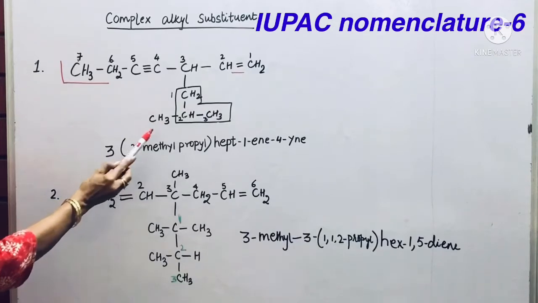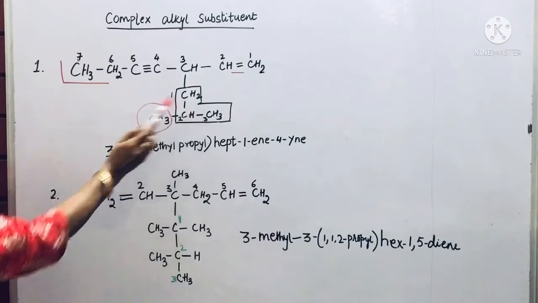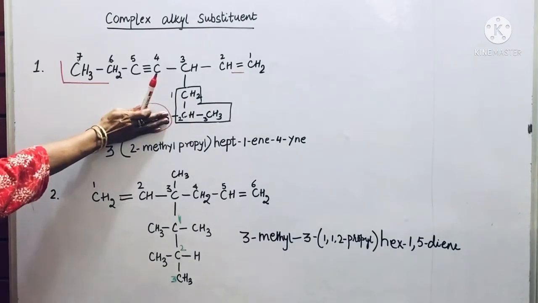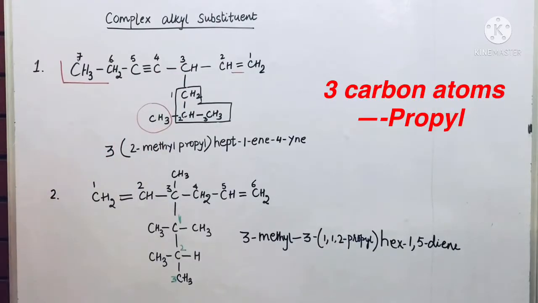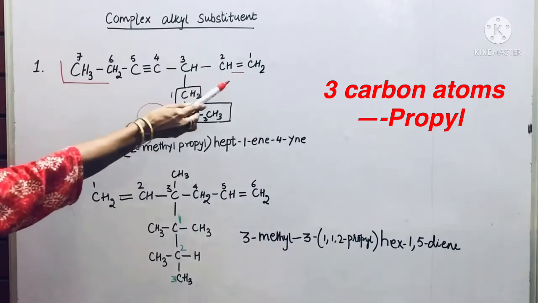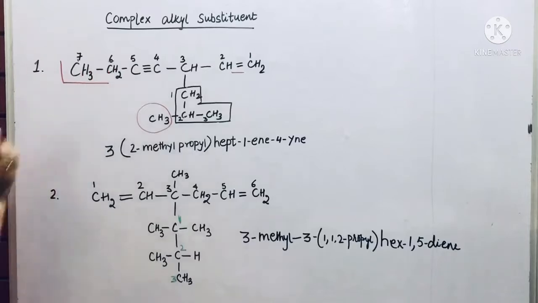on this chain there is this branching which has come out of the chain. So there are 3 carbon atoms in this chain. Supposing this was not present, then I'll just say at place 3 a propyl group is present. So I would have written 3-propyl and then about this, hept-1-ene-4-yne.